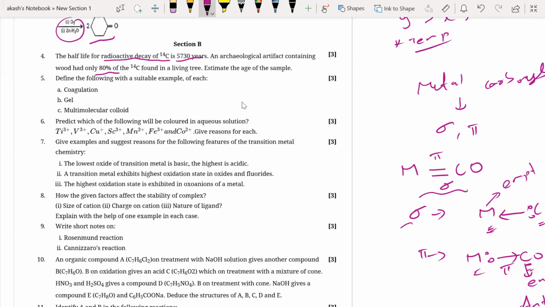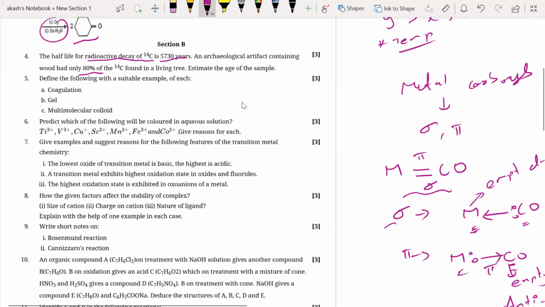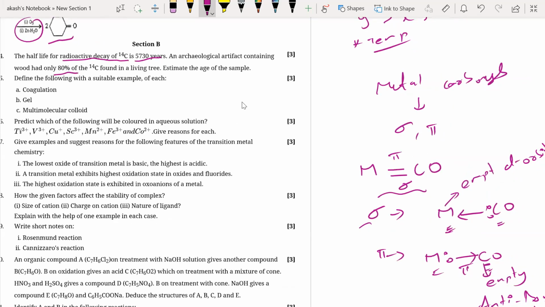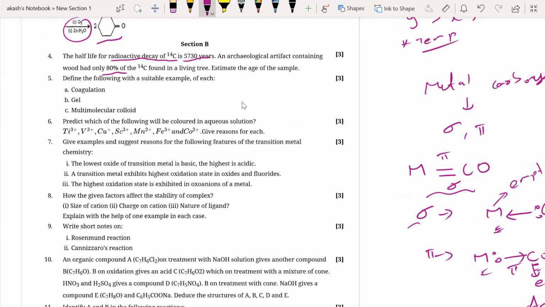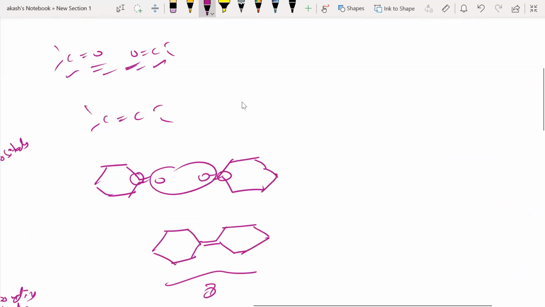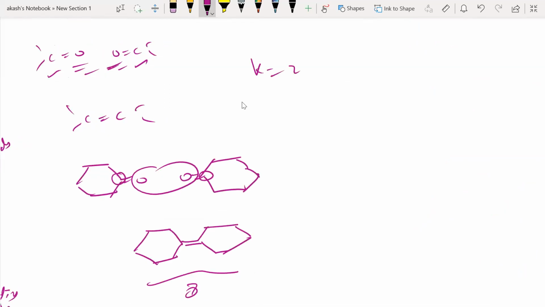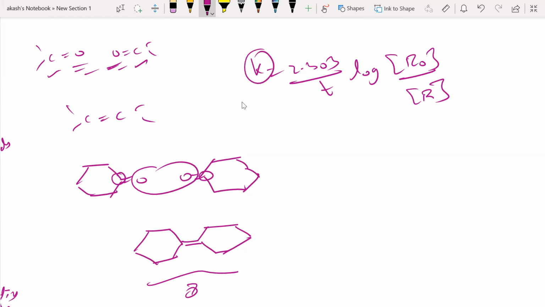Okay, now this is carbon dating. Remember that any kind of carbon dating or whatever it is, you have to go for first order equations. Okay, right. So what we need to understand is we have this equation, right? K is equal to 2.303 by T into log of initial concentration by final concentration. That is the equation we need to use. Now, first we need to find the K value. For that, only T half is given.